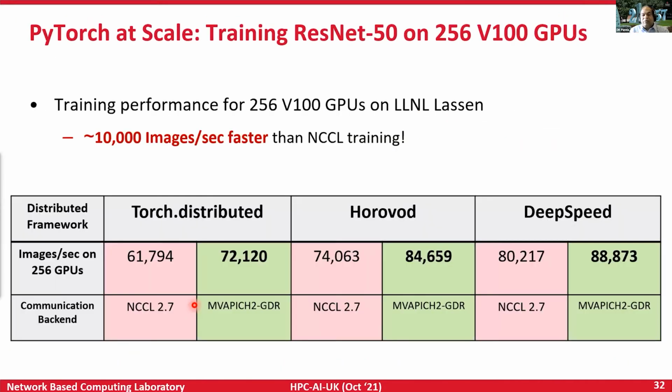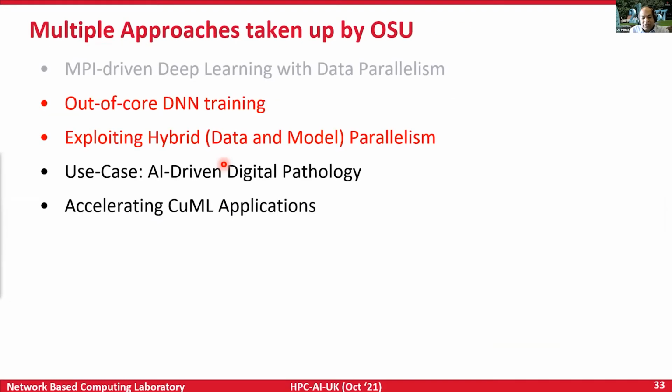Now, we have done a lot of comparison here. We are trying to show this. These were done on the Livermore-Larsen system, which has up to 256 Volta GPUs. What we are comparing here, using our integrated framework, is whether you go for torch.distributed, Horovod, or DeepSpeed. Compared to the standard NCCL-based library, our MVAPICH2-GDR will give you almost 10,000 images per second faster. Okay? Because we have much more highly optimized collectives, and that pushes the boundary. So those are some basic data parallelism results.